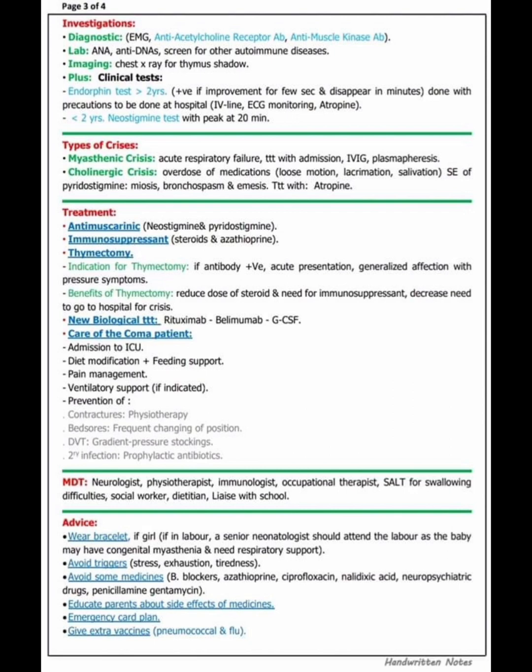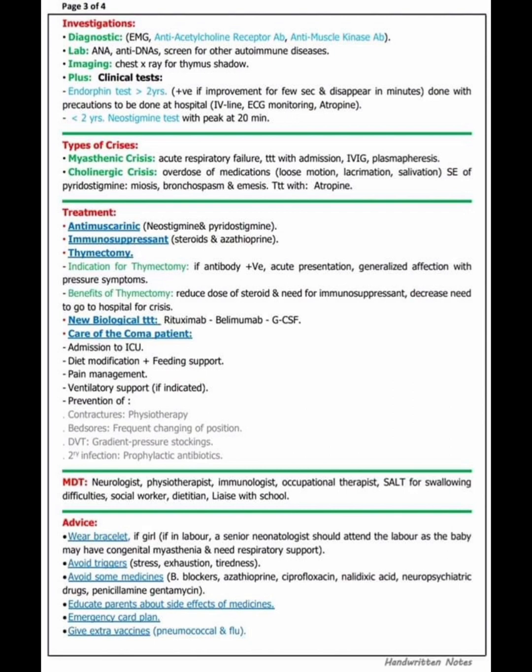Now treatment. What treatment do we give in a myasthenia gravis patient? Anticholinesterases, we give neostigmine and pyridostigmine. Immunosuppressants, we give steroids and azathioprine. Thymectomy. Indication for thymectomy is if antibody positive, acute presentation, generalized affection with pressure symptoms. Benefits of thymectomy are that it reduces the dose of steroid, the need for immunosuppressants decreases, and the need to go to hospital for crisis. New biological treatments, that is rituximab, belimumab, GCSF.